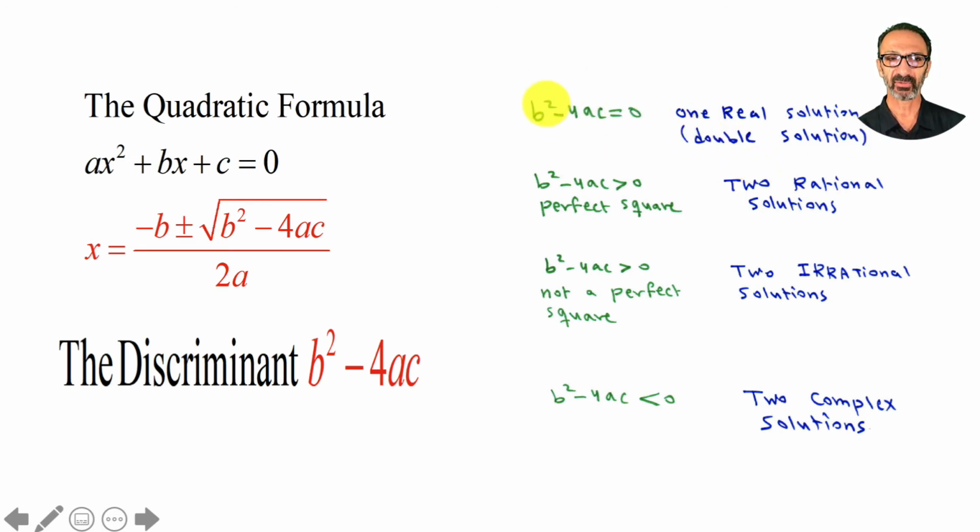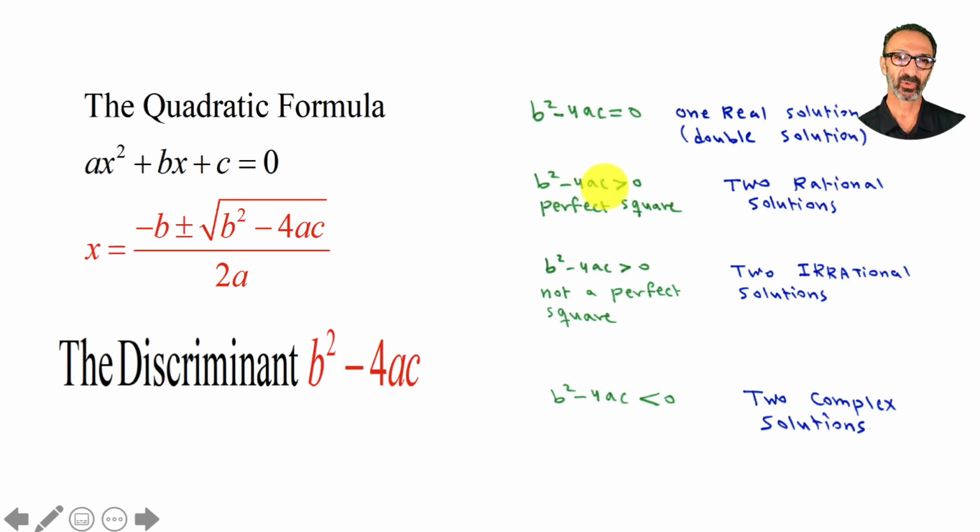If the discriminant is 0, that means you don't have this. You don't have to even add and subtract. There is nothing here. It's like plus or minus 0. So you end up with minus b over 2a, and you're going to get one real solution. You're not going to get 2 choices. One real solution, and it's usually called a double solution.